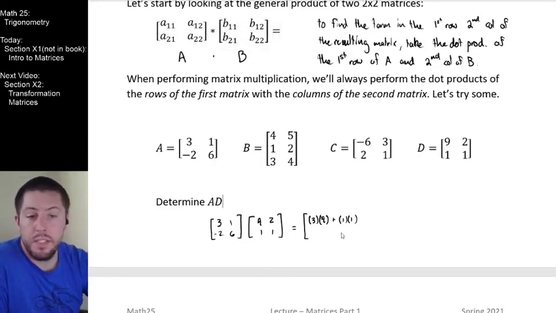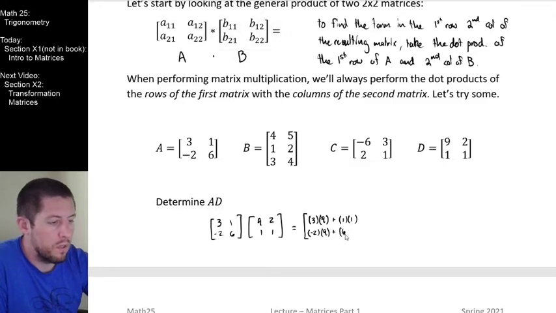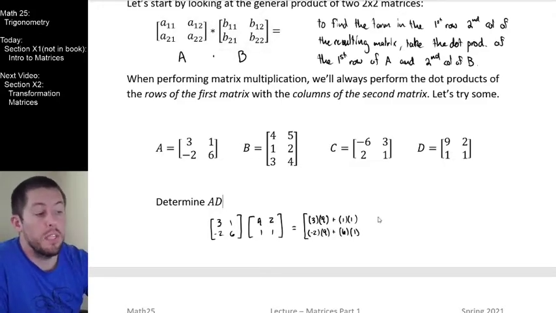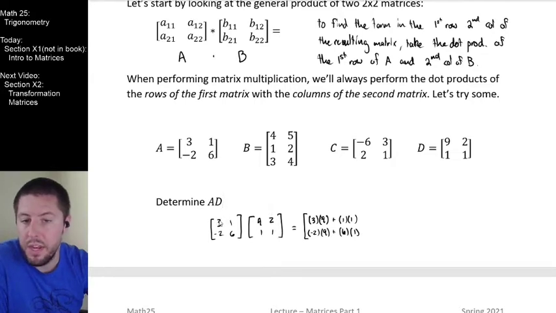If I want to find the term that's going to go in the slot below it right here, this would be the second row, first column. So I'm going to take the second row of my first matrix, dot product with the first column. So this should be negative 2 times 9 plus 6 times 1. If I want to get the first row, second column, that's the guy that goes right here. It's in the first row, but it's in the second column now. I'm going to take the first row of my first matrix and the second column of my second matrix. That should be 3 times 2 plus 1 times 1.